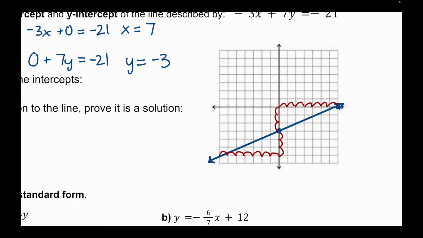So we're going to consider this point right here, which is negative 7 on the x, and then negative 6.